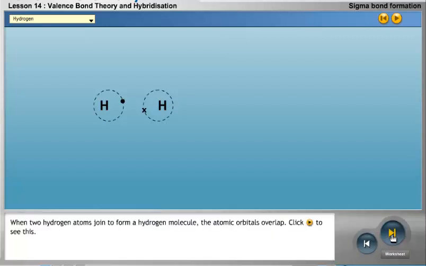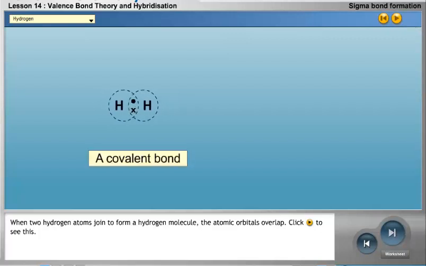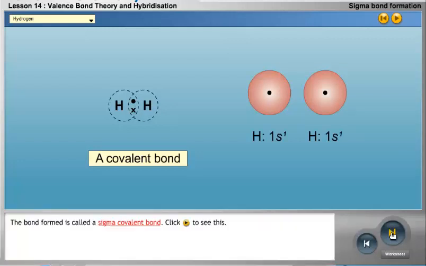When two hydrogen atoms join to form a hydrogen molecule, the atomic orbitals overlap. Click the forward button to see this. The bond formed is called a sigma covalent bond. Click the forward button to see this.